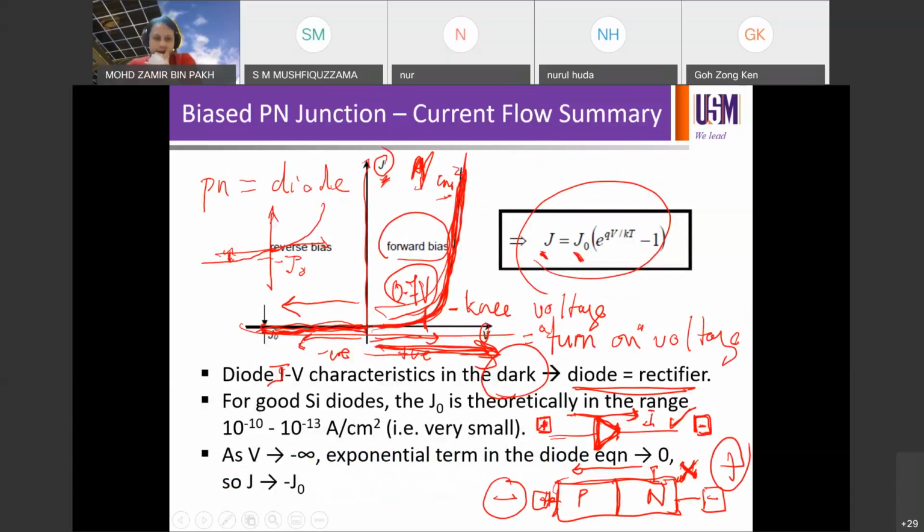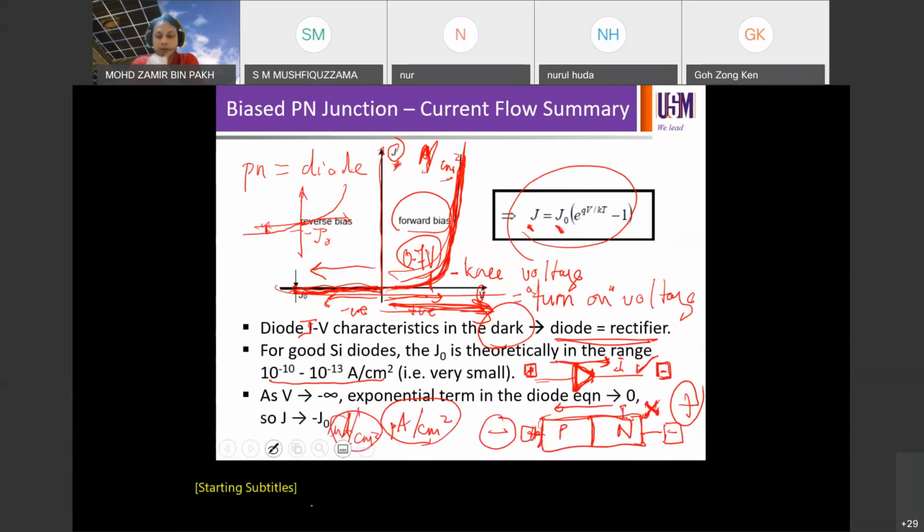So for a good silicon diode, J naught is theoretically in the range of 10 to the minus 10 to 10 to the minus 13, right? Very, very small. So that's about what? Nano, pico amps per cm squared. That is the typical range of J naught for a good silicon diode, right? So if you have a bad diode, for example, the J naught can be up to micro amps, 10 to the minus 6, usually.